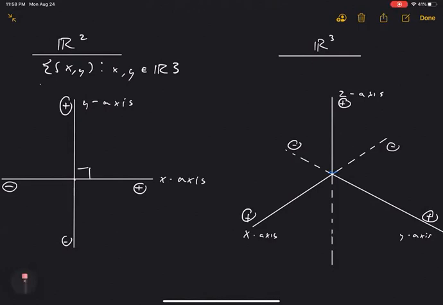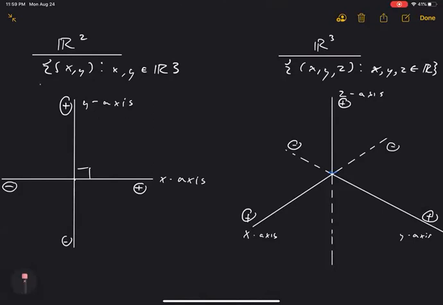Okay, now let's compare that with R3. If we're going to write the set notation, it would be all ordered triplets, not pairs. So all ordered triplets such that x, y, and z are in the real numbers.